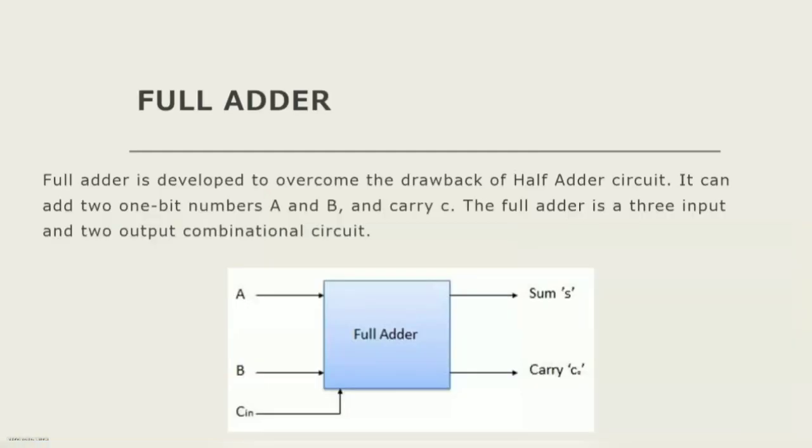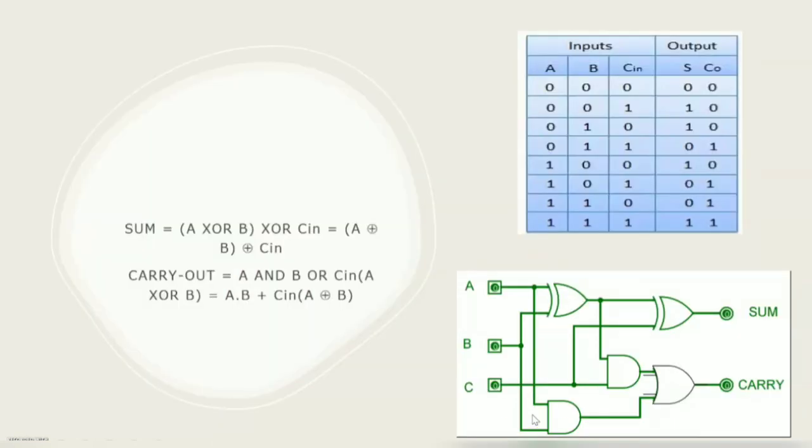Next, the full adder. The full adder is developed to overcome the drawback of a half adder. A half adder can only add two single bit numbers. A full adder can add two 1-bit numbers A and B and a carry. The full adder is a 3-input, 2-output combinational circuit. Let us see the diagram of a full adder. There are 3 inputs, A, B and carry in. The results are sum and carry out. Let us see the truth table and the logical circuit diagram.